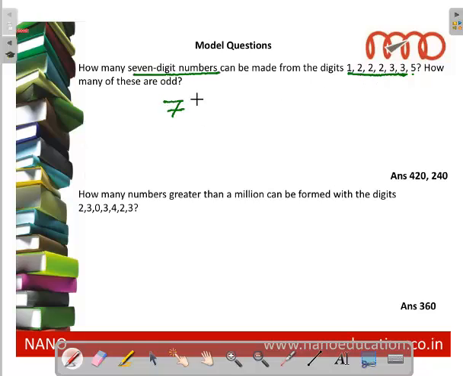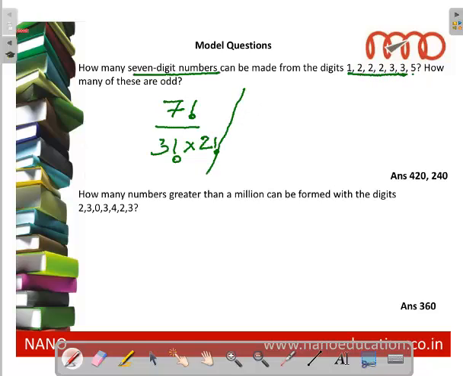7 digits can be permuted among themselves in 7 factorial ways. But here the 3 2's are identical, so I have to divide by 3 factorial, and the 2 3's are identical, so I have to divide by 2 factorial. So this will be the answer for the total number of 7-digit numbers that can be formed using 1, 2, 2, 2, 3, 3, 5.